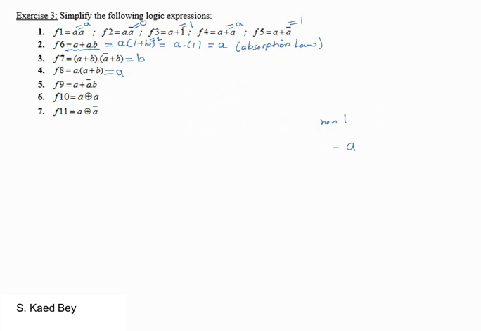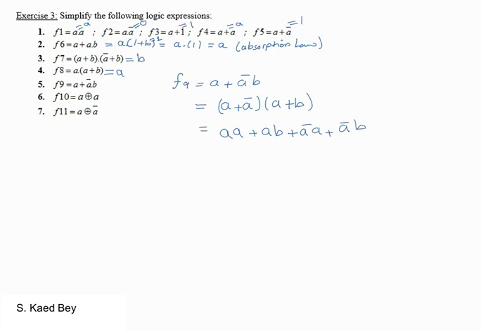Let's do now F9. So F9 is A ORed with A bar B. This can be written as A plus A bar into A plus B. Expanding this will get the following: AA plus AB plus A bar A plus A bar B. Now, A ANDed with A, we know it's A. A bar ANDed with A, we know this is 0. So AB stays as is, plus A bar B.